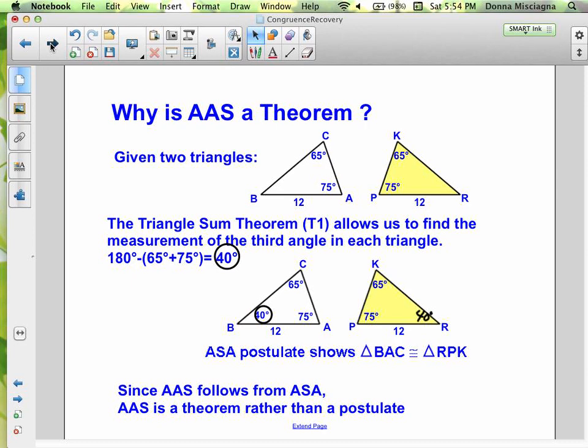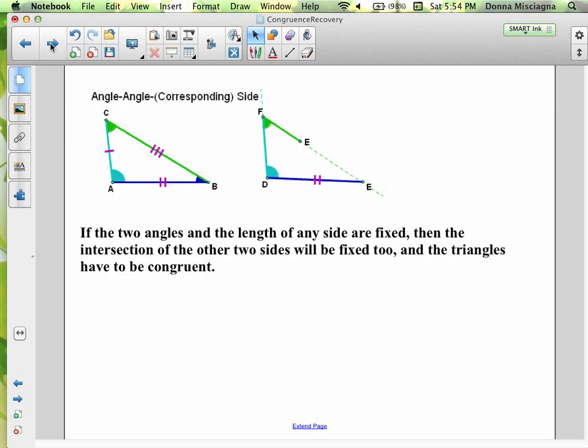All right, so we've learned 4 triangle congruence postulates, and we're going to be doing some problems with those. First, though, we're going to take a look at angle side and show why that's true, and why if two angles and any side are fixed, our triangles are fixed.